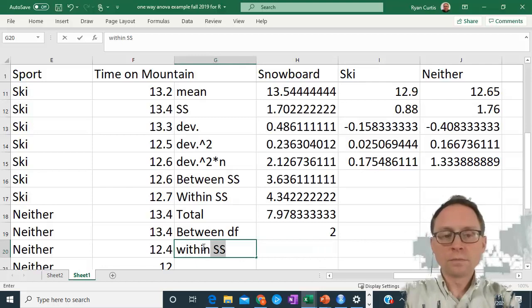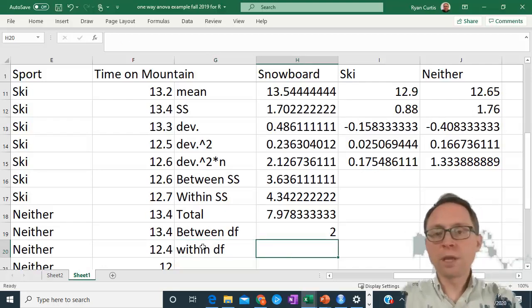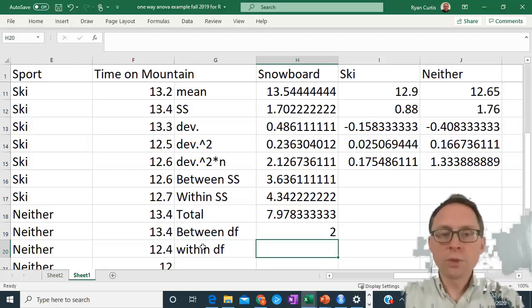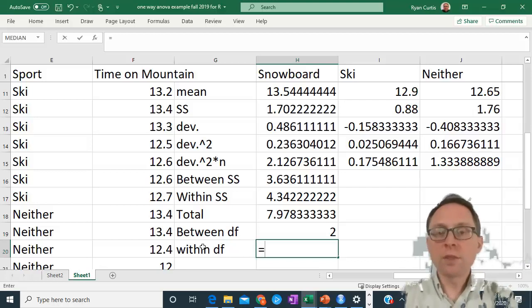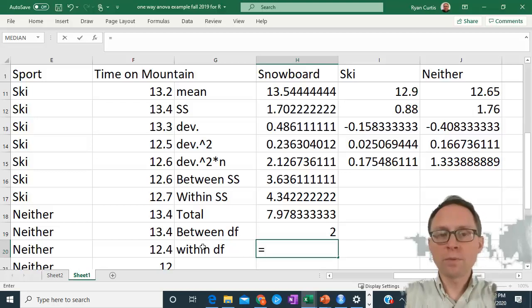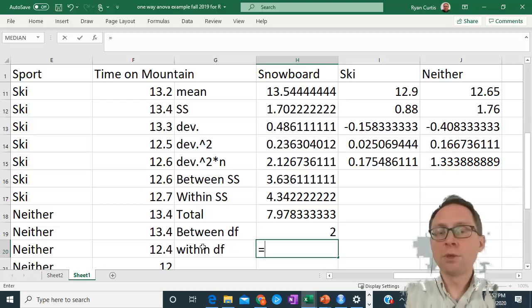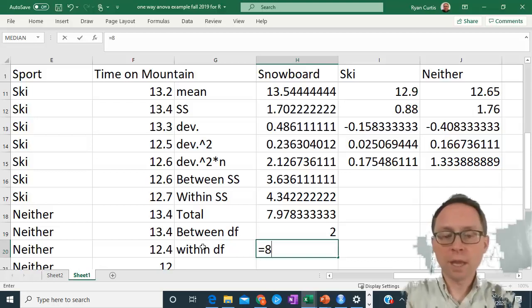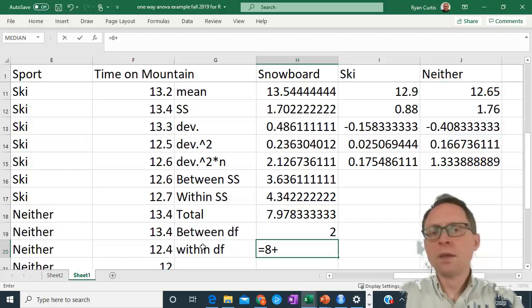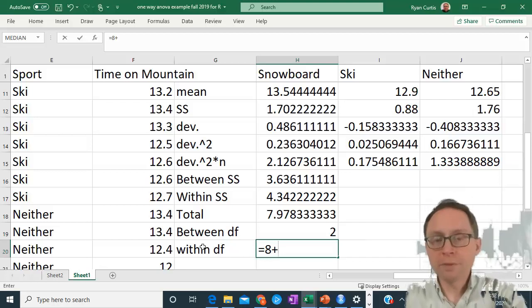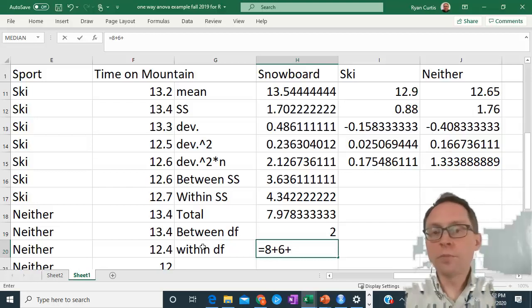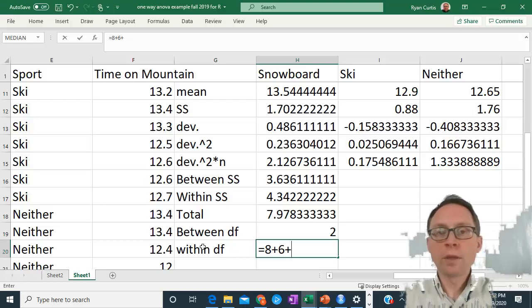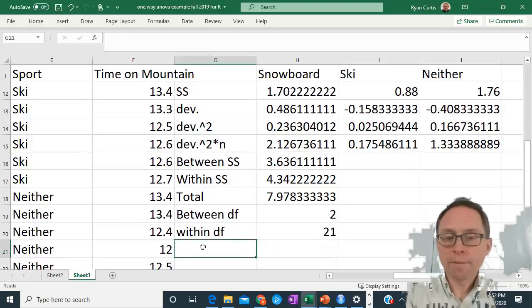Within degrees of freedom is going to be all of the degrees of freedom added up for the snowboarders, the skiers, and the neither groups. So we need to remember how many people we have in each of those groups. There are 9 people in the snowboard group, so degrees of freedom for that group is 9 minus 1, that's 8. Plus the skier group, there are 7 people, minus 1 is 6. Plus the neither group, there are 8 people, 8 minus 1 is 7. That's 21.